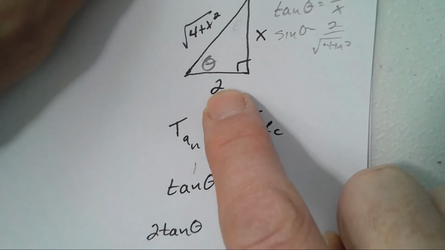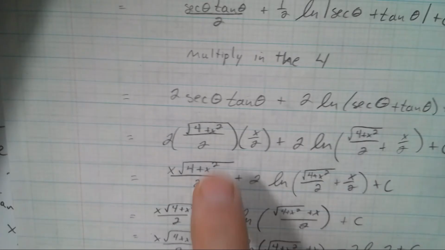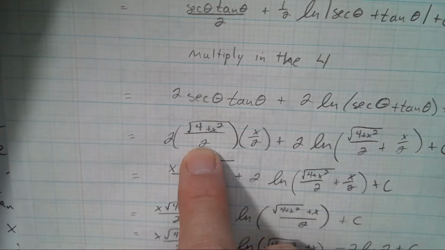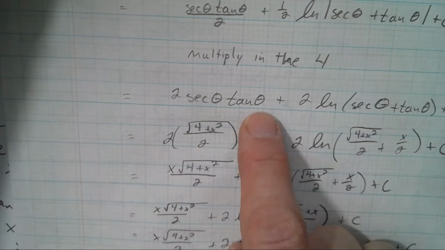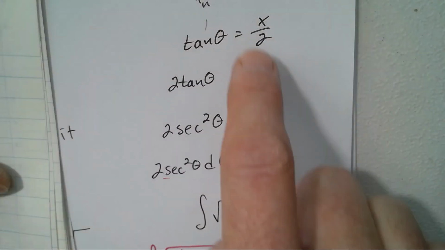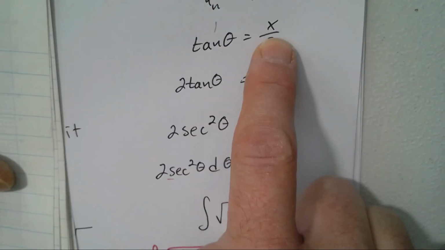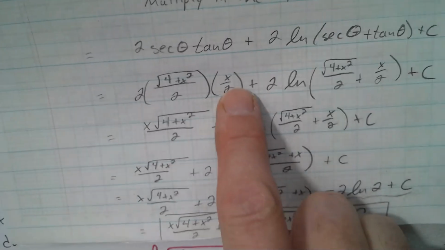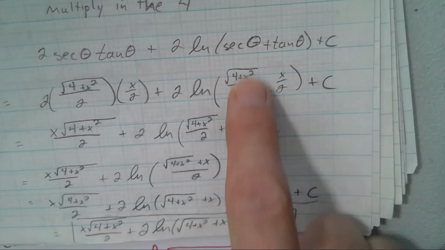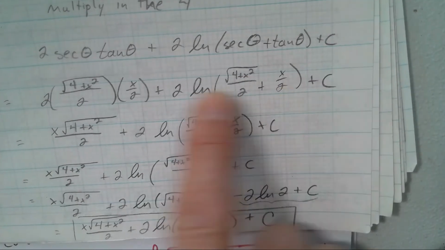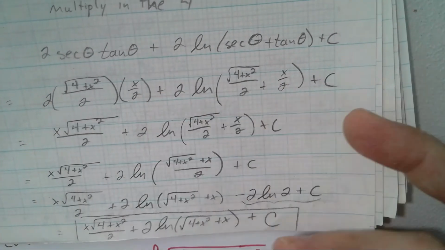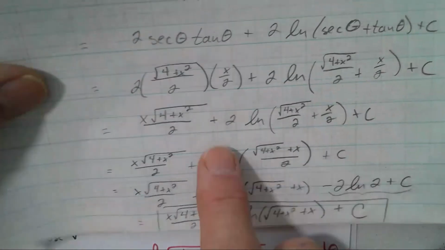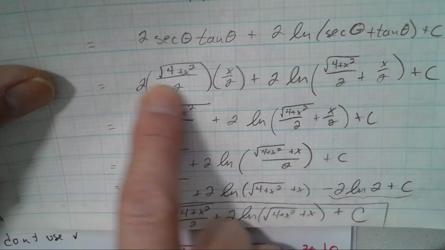So when we have secant theta, we get the hypotenuse over 2. Tangent theta, we said, is x over 2. So we can plug x over 2 in for tangent theta. Secant theta, same thing, tangent theta. And that's our answer. 2 of those cross off.